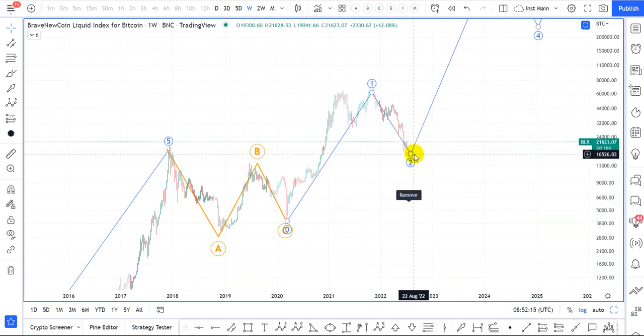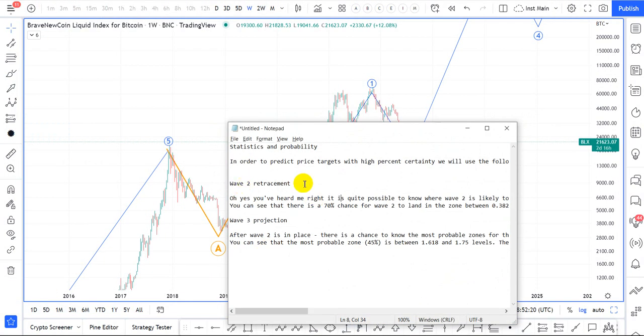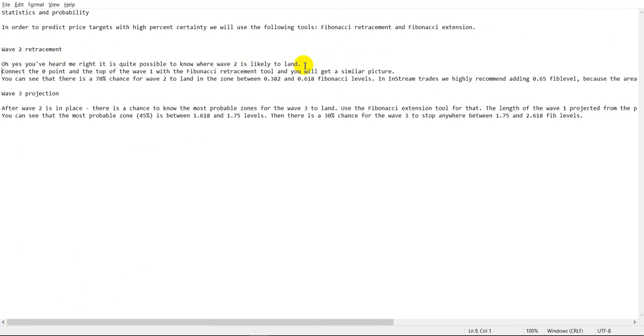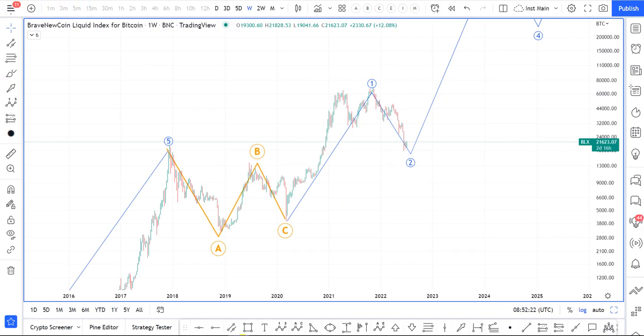Okay, so where is wave 2 most likely to land? Wave 2 retracement. Connect point 0 and 1 with the Fibonacci retracement tool. Well, this is usually how we do it. And then there is a 70% chance for wave 2 to land in the zone between the 0.382 and 0.618 fib levels. All right, so let's do it.